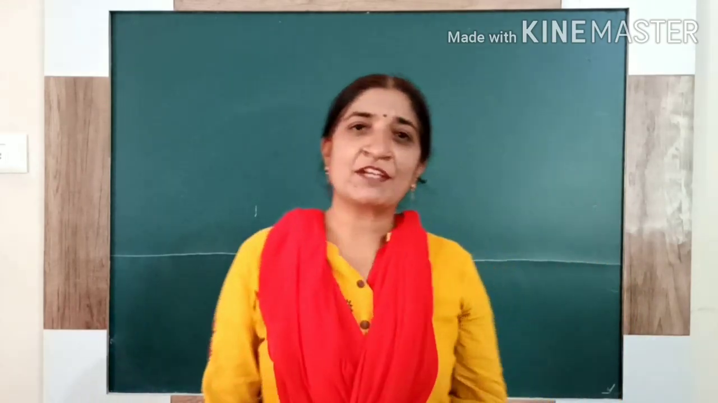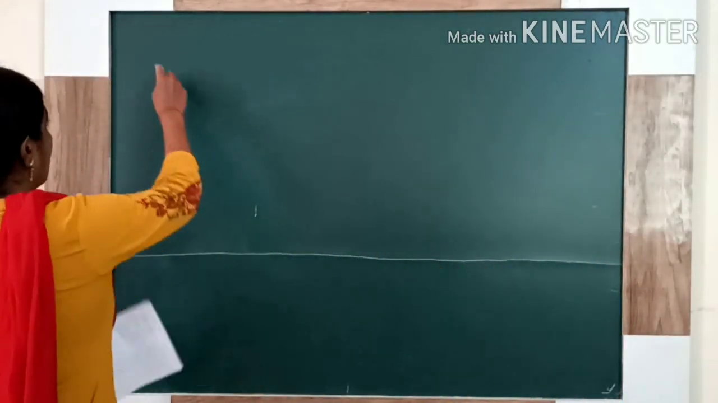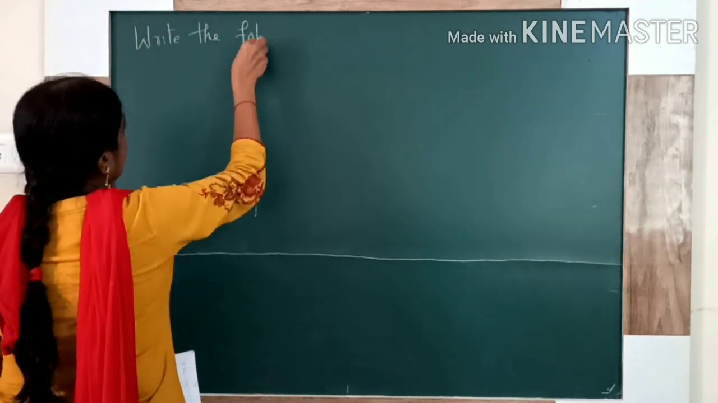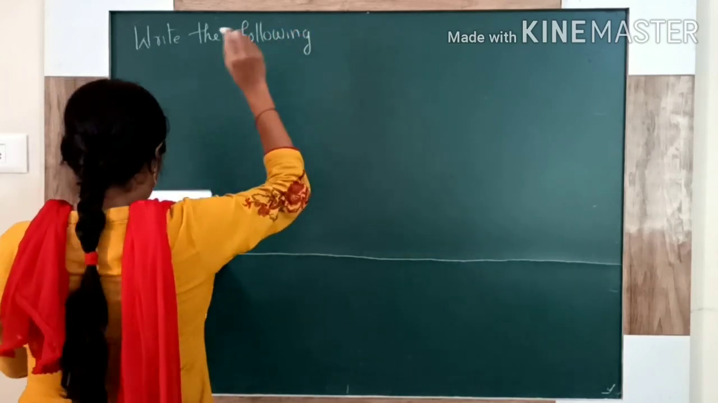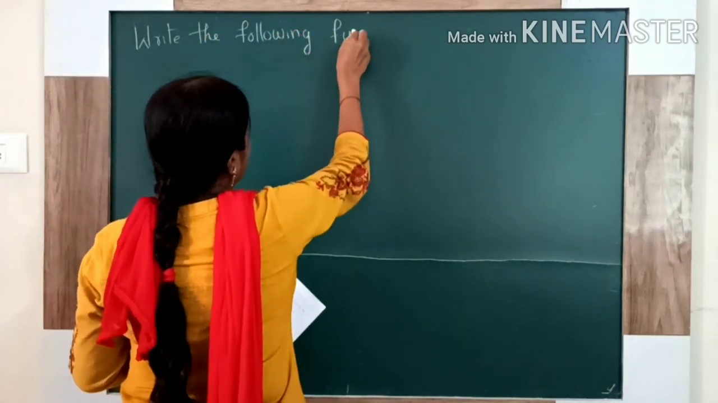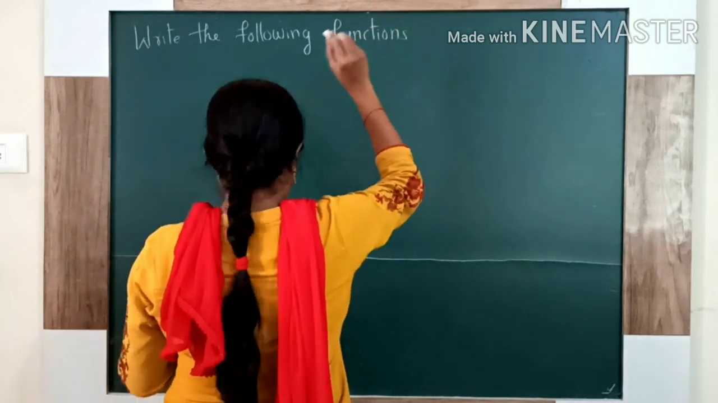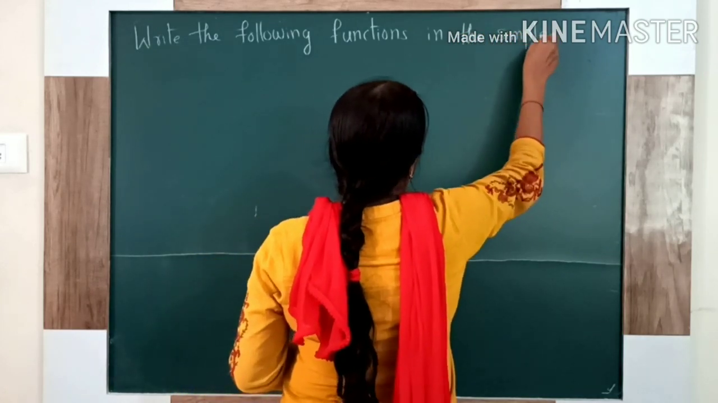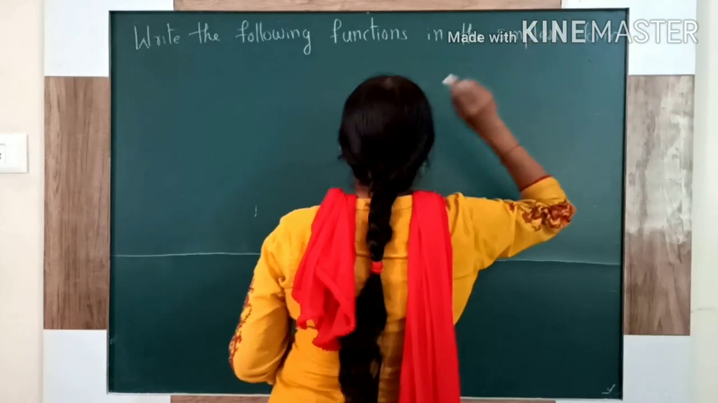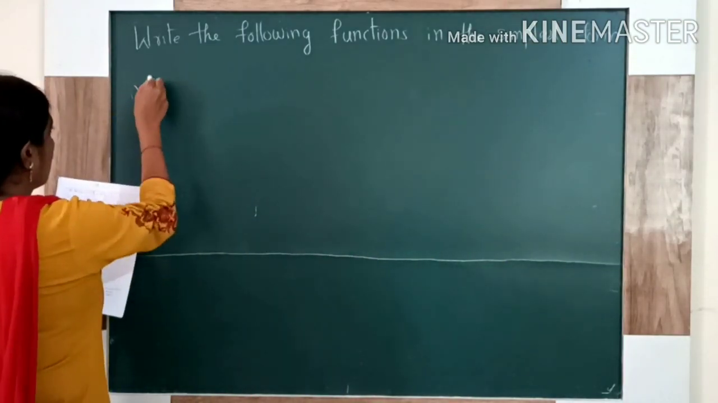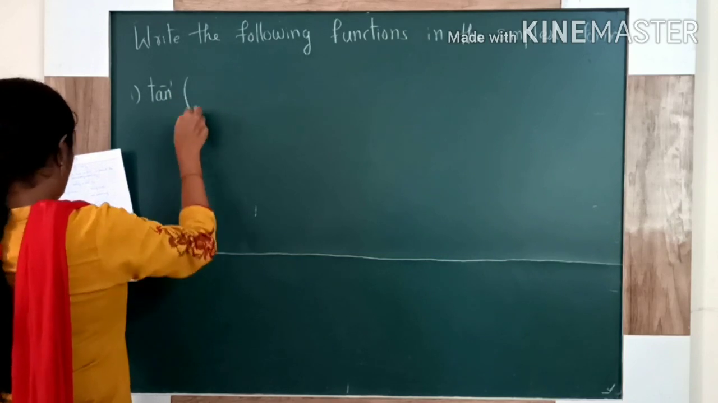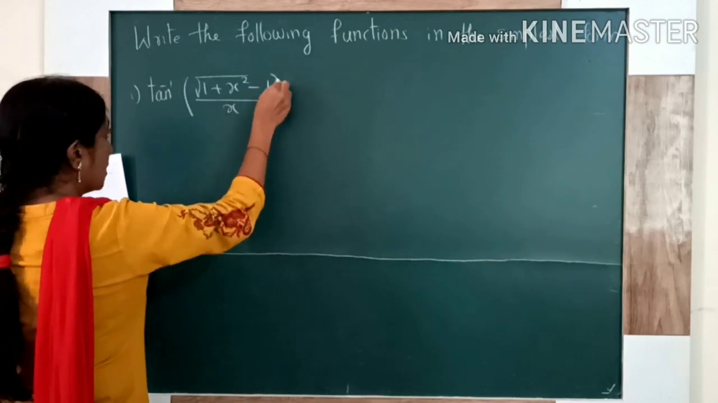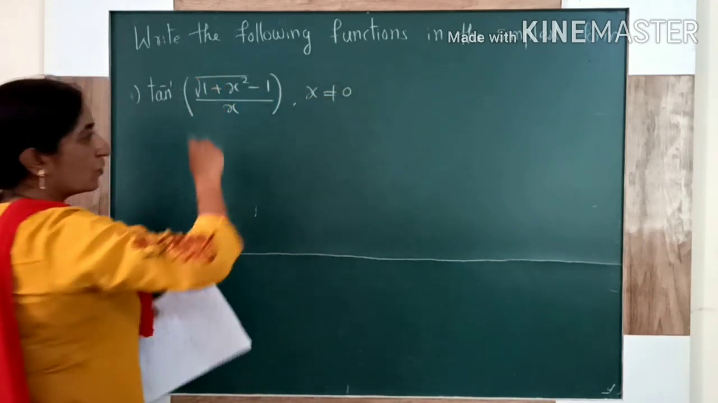So here again I am giving you different examples. So the examples are like this. Write the following functions in the simplest form. Tan inverse of (root of 1 plus x square minus 1) upon x, as x is not equal to 0.